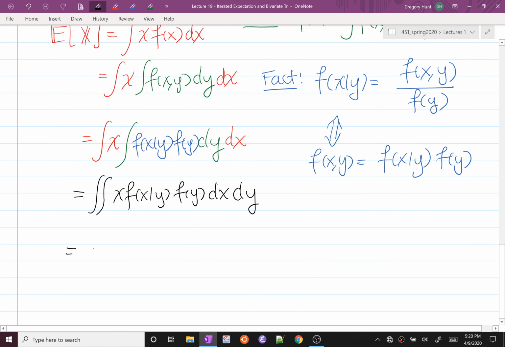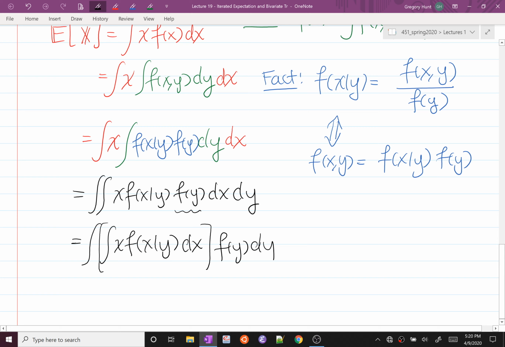And what else can I do? I notice that my inner integral depends on x only. So I can actually factor out this f of y. So let me factor that out first, and then we're going to recognize what this inner integral is. x given y, f of y. Whoops, that can come out, right? So we can just pull that out. So that's the inner integral. And then we're left with an f of y and a dy.